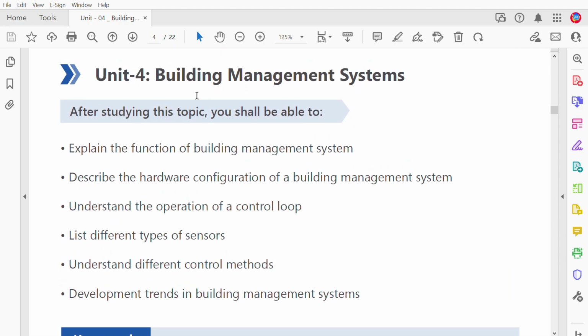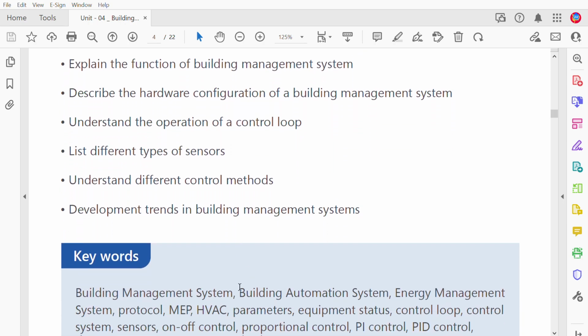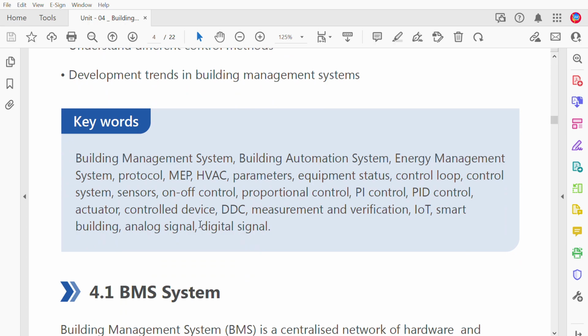So studying this, the building management systems, explaining the functions of building management systems, you describe some hardware configurations of building management systems, understand the operation and control loops, list the types of sensors, understand different control methods, and develop trends in the building management systems. With that, we really talk about some of the automation, HVAC protocol, on-off protocol, DDCs, basically direct digital control, measurements and verification, and analog signals, digital signals.